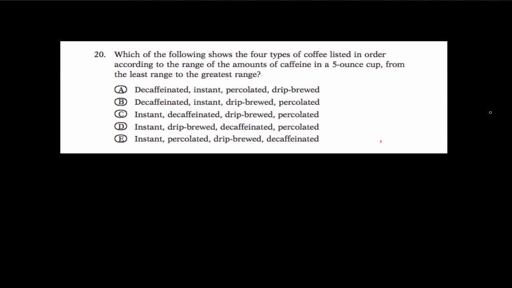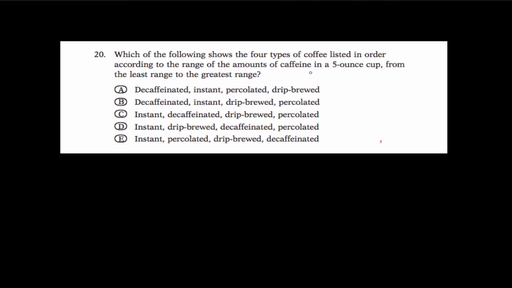Hello, welcome to question number 20 of the revised GRE general test. Which of the following shows the four types of coffee listed in order according to the range of the amount of caffeine in a 5-ounce cup from the least range to the greatest range?